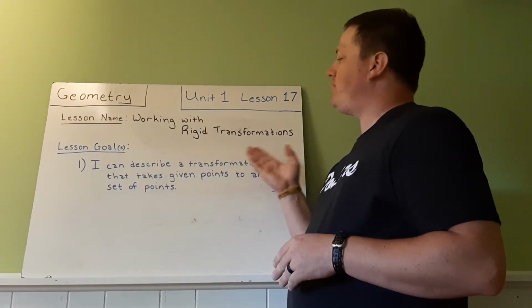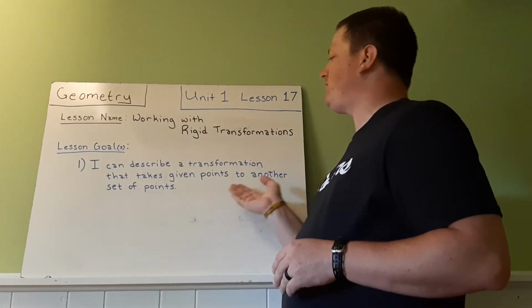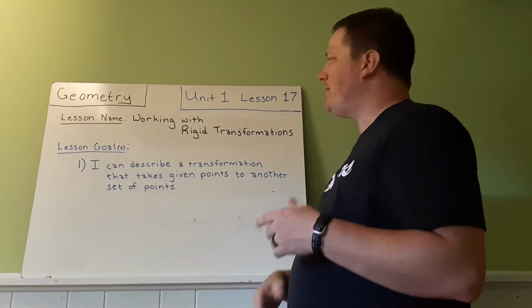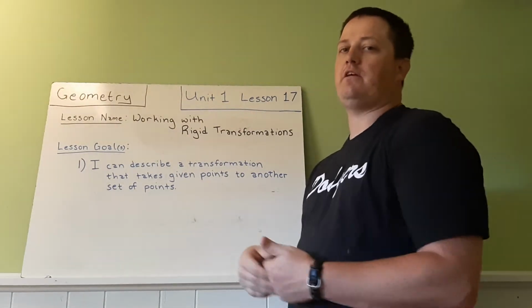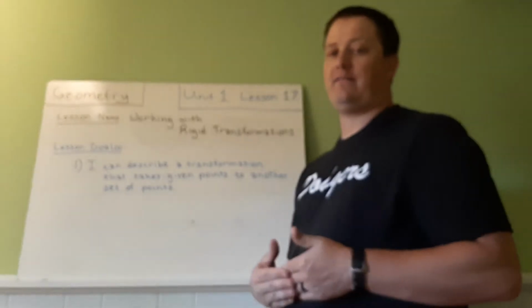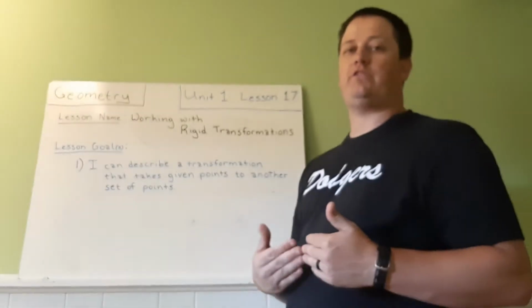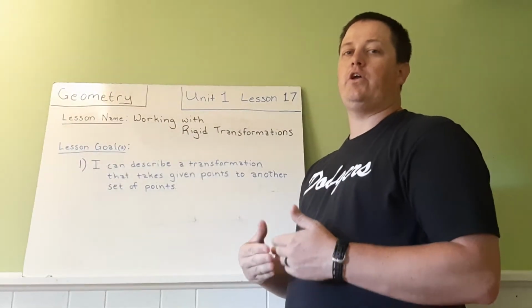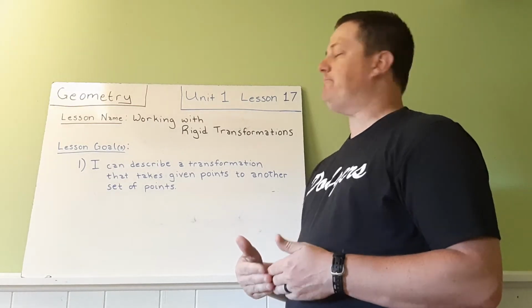I can describe a transformation that takes given points to another set of points. The big thing with rigid transformations is your image should be the exact same size as the original, which is a good check of whether you are doing everything correctly.